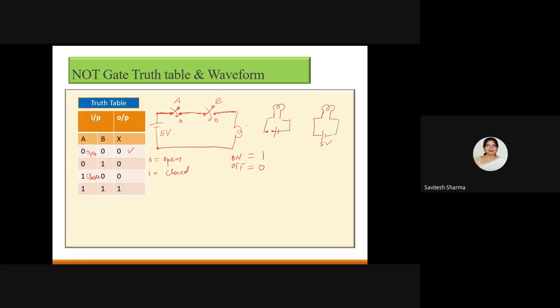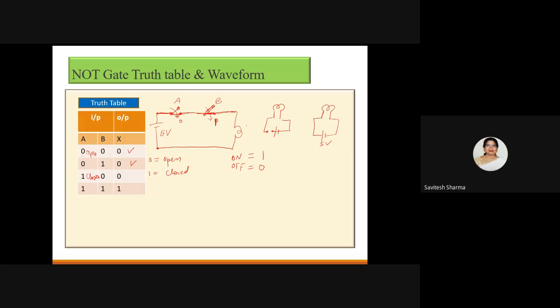Next case, suppose you are applying a 1 here, A is 0, B is 1. B is 1 means now these 2 points are joined, but still it is not forming a loop. This bulb is not connected to the supply. Your bulb will not glow. That means it will be off. Again, you will get 0. Third case, your A is off and B is on.